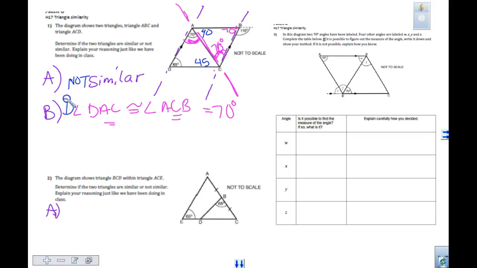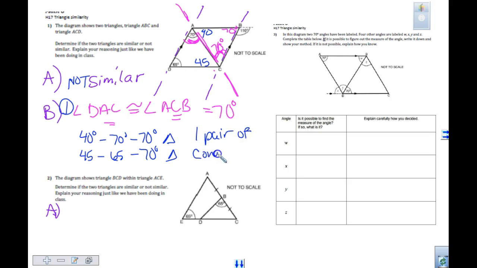So this was our first fact. Our first fact, we said these were equal to 70 degrees. But we also said we have a 40-degree angle, a 70-degree, and a 70-degree triangle, right? And we also had a 45, 65, 70-degree triangle. So in this case, this would have been on your project, not similar, and our reason is only one pair of congruent, if you like to write the symbol instead, angles.